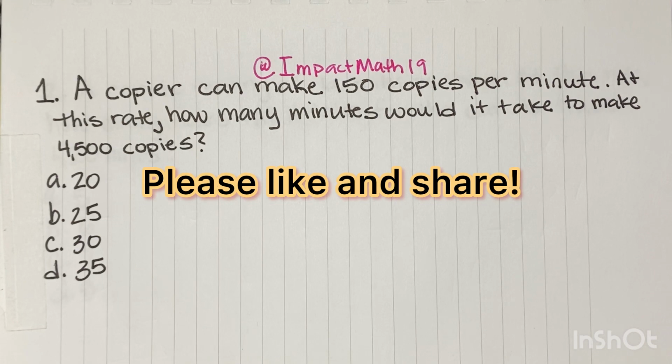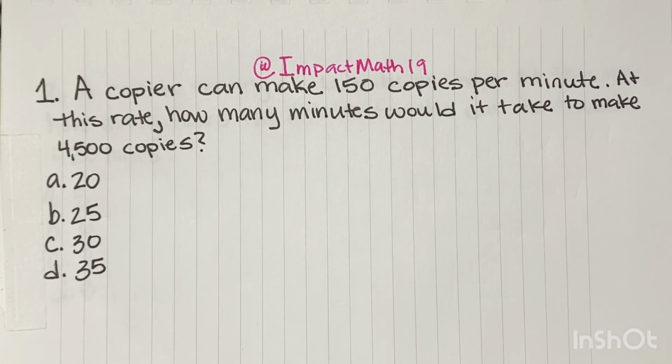Alrighty, we have a rate problem, okay? This is for the ASVAB, so we're gonna work on some rates and ratios. It says a copier can make 150 copies per minute. At this rate, how many minutes would it take to make 4,500 copies?